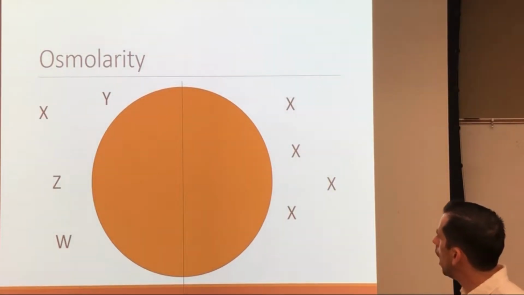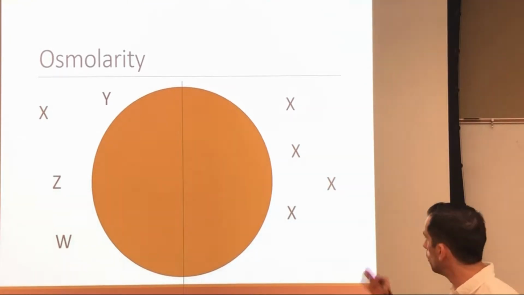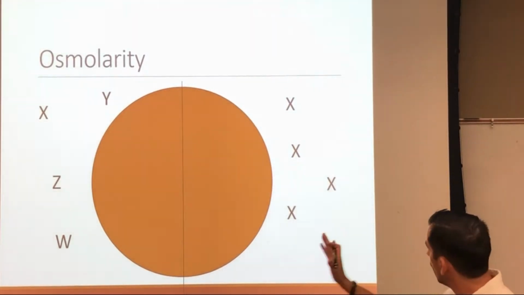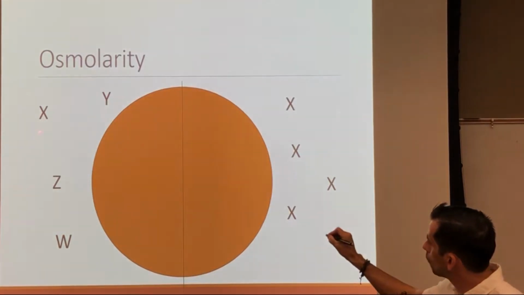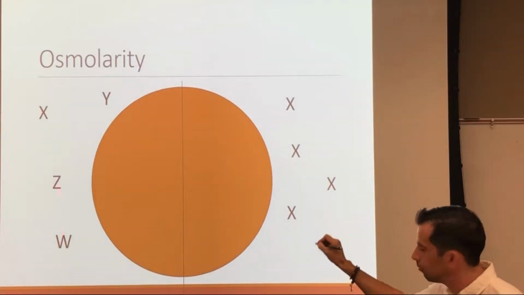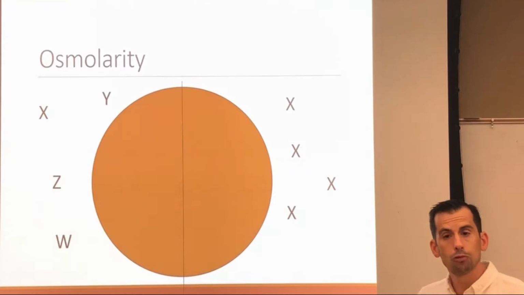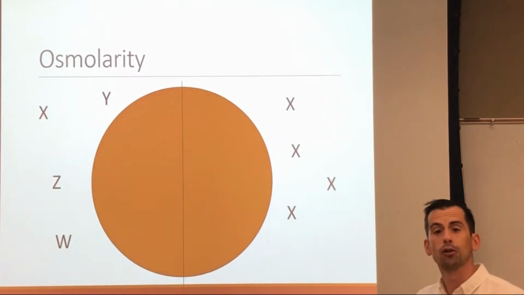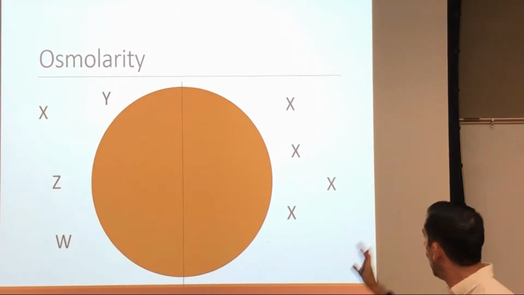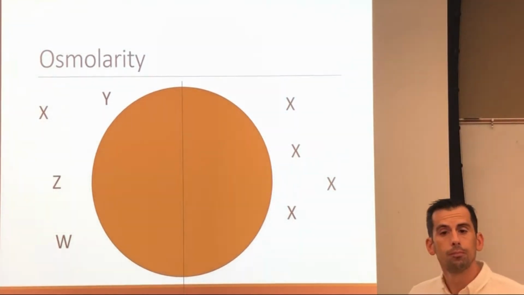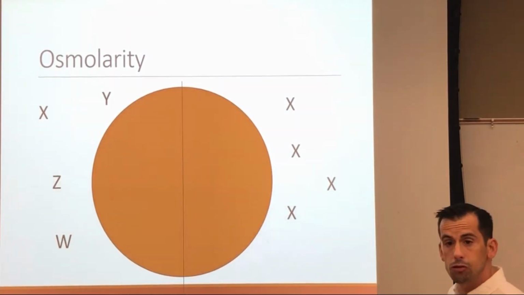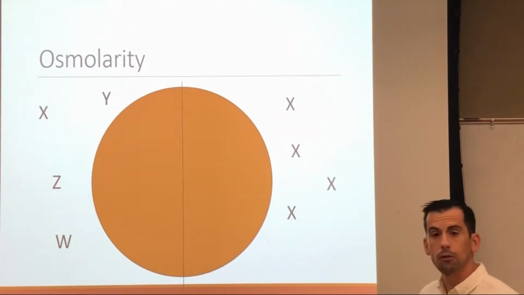So if we're looking at osmolarity of this particular situation, we look at the left-hand side of that cell compared to the right-hand side. We have four different solutes, X, Y, Z, and W, outside of that cell that cannot enter by diffusion. On the right, we have 4 of the same molecule. We have 4 X's. Both of these create the same osmolarity.